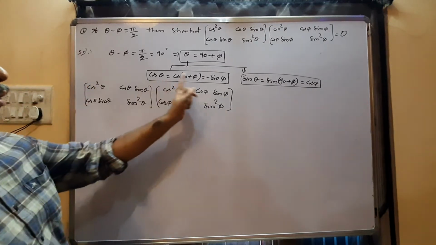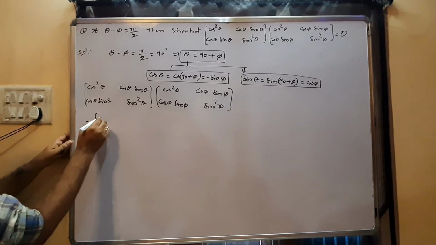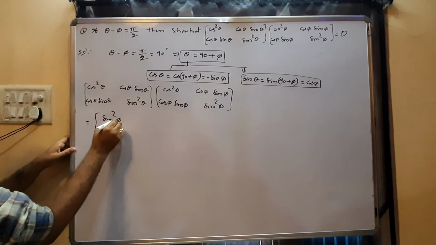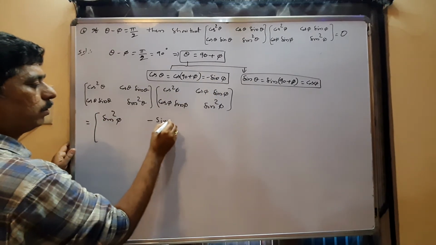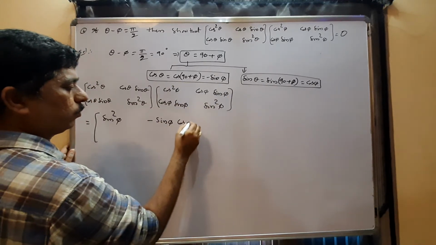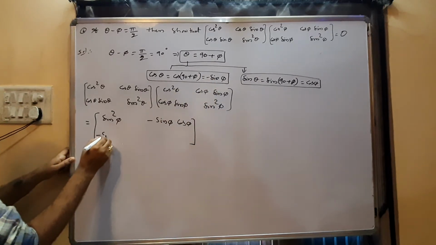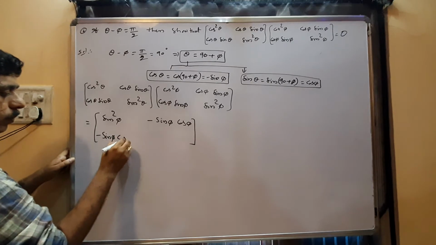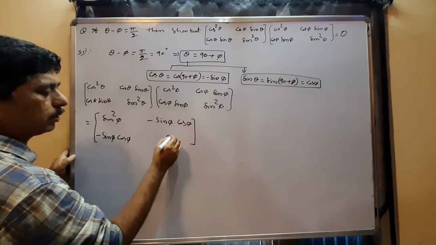Cos theta is what? Minus sin phi. Minus sin phi whole square is plus sin square phi. In place of cos theta, minus sin phi, you have to substitute. Sin theta is cos phi. Sin square theta means cos phi whole square, that is cos square phi.